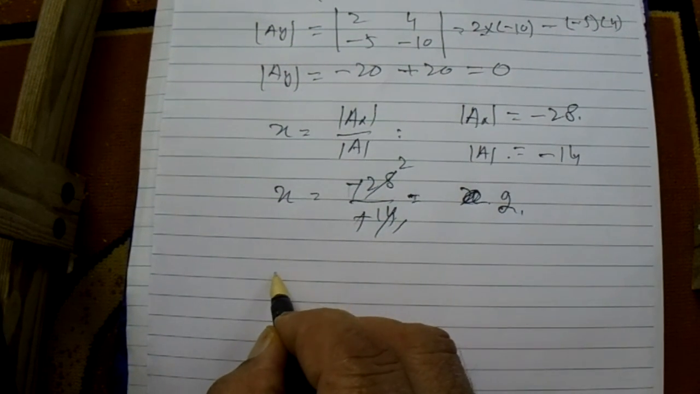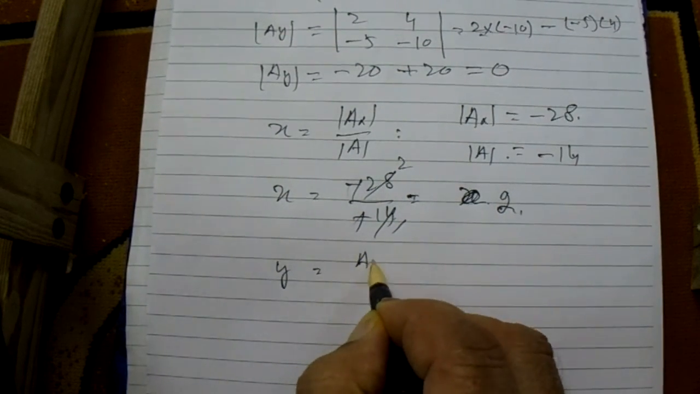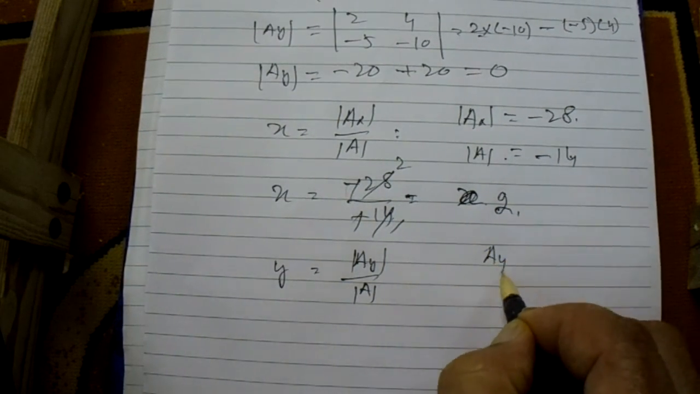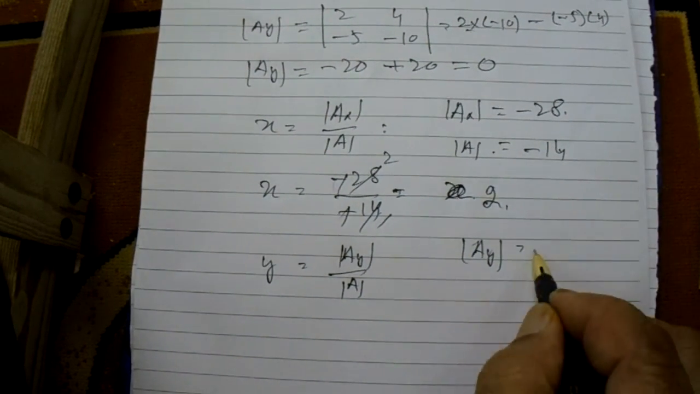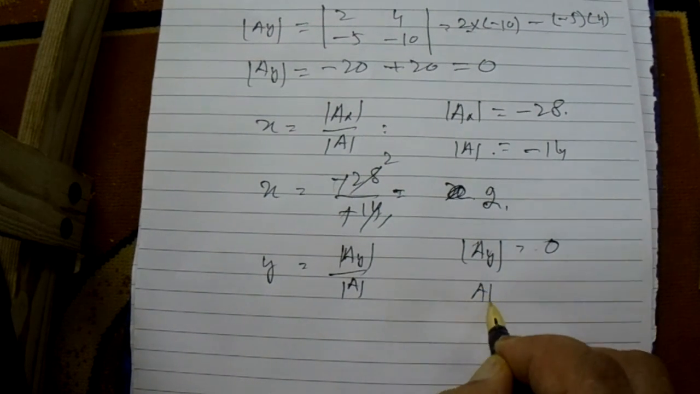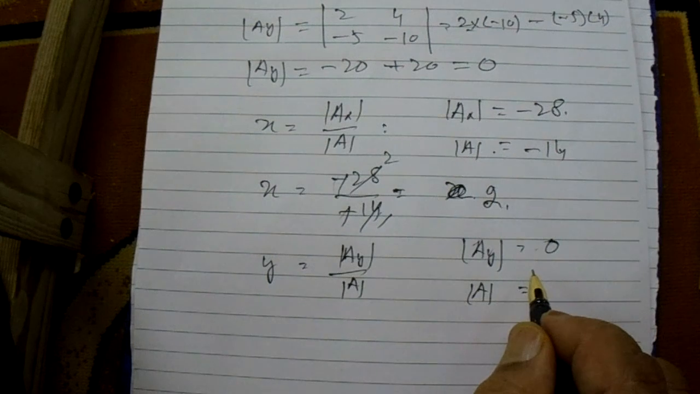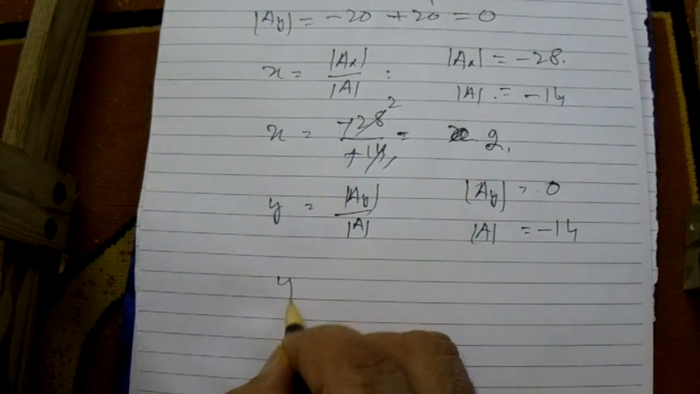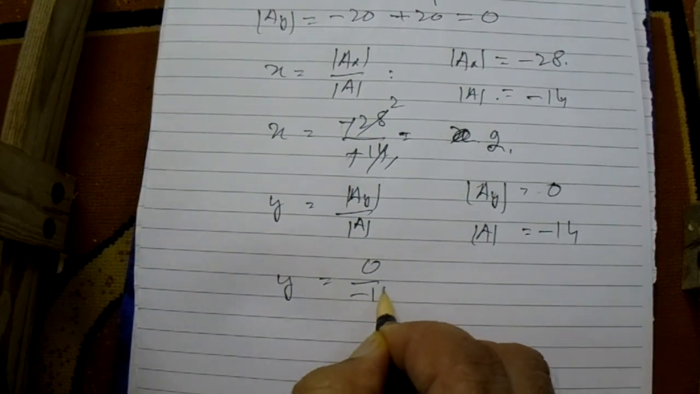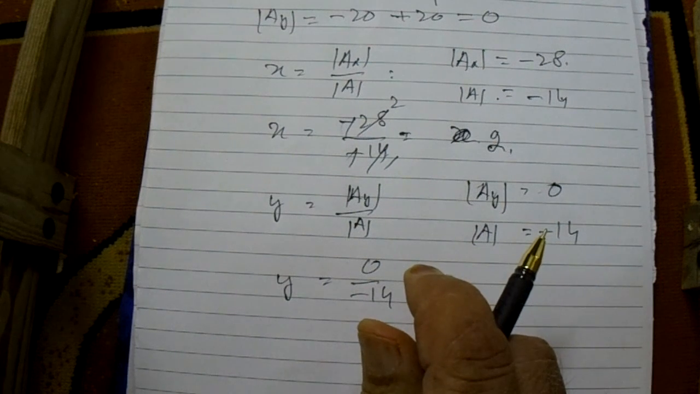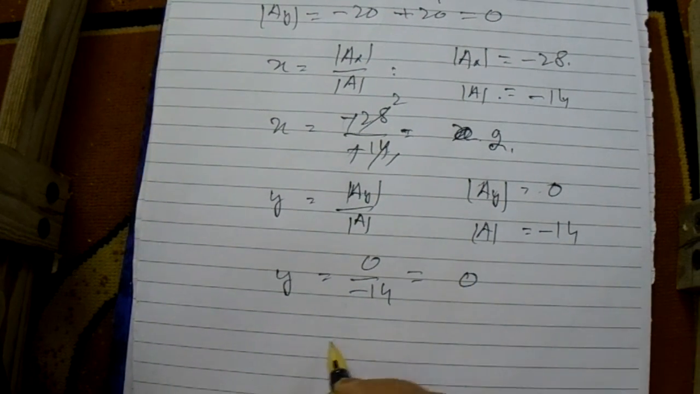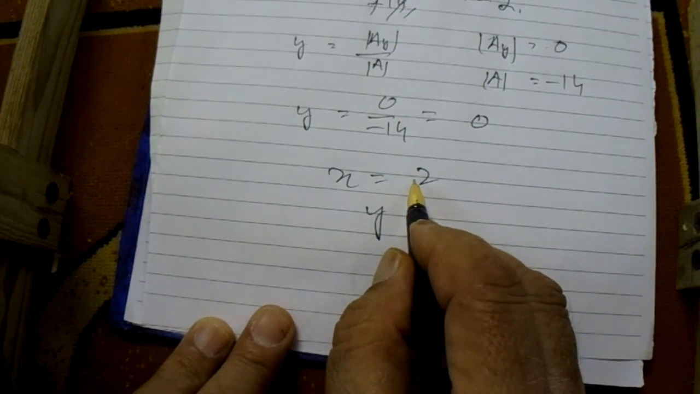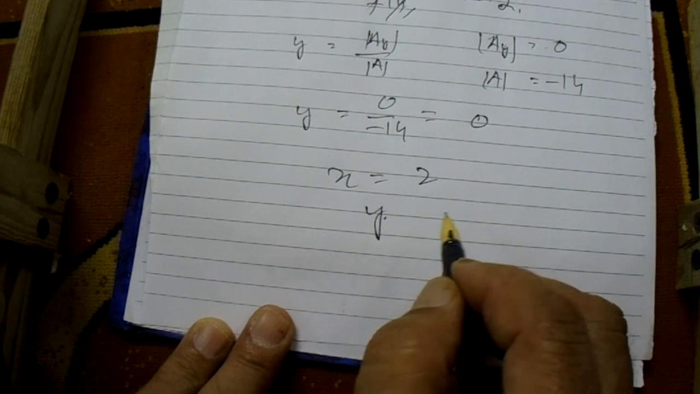Now we find the Y value. Y is equal to determinant AY over determinant A. Now we have found AY is equal to 0, and we have also found that determinant A is equal to minus 14. Now we put these values in here. Y is equal to 0 over minus 14. We know that 0 over any number, the answer is 0. So X is equal to 2 and Y is equal to 0.